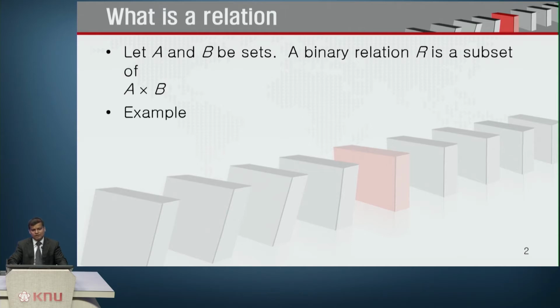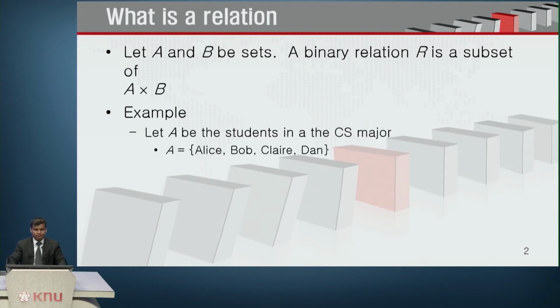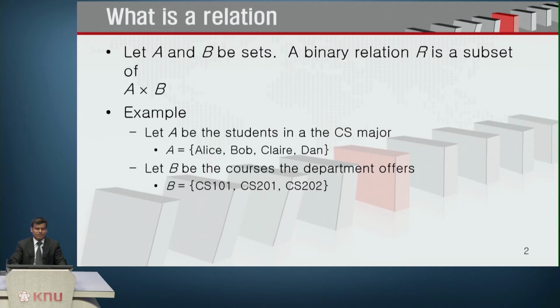Let us say, for example, this set A is the students of CS major, and A is Alice, Bob, Claire and Dan, and let B be the courses that the department offers. Let that be CS 101, CS 201, CS 202. So these three courses form the set B.